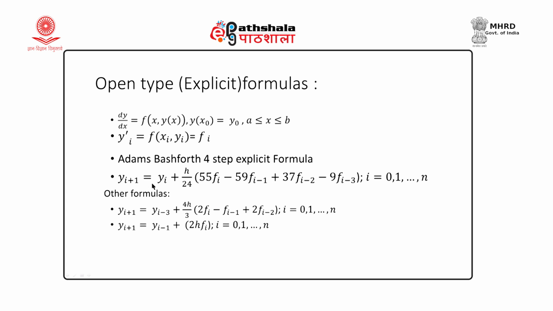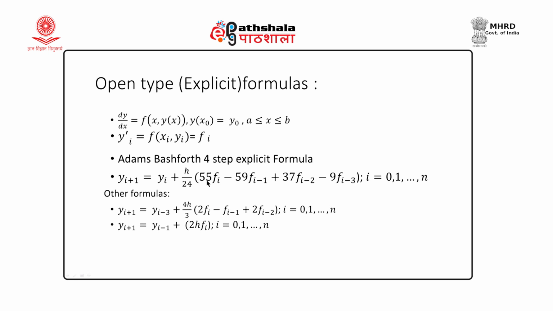See, if we need the value at the point xi plus 1, we need the value of y at 4 previous steps: i minus 3, i minus 2, i minus 1, i. So, you can start with i equal to 3 only; you need the values at x0, x1, x2 and x3, and then we can estimate the value of y at x4, that is y4.